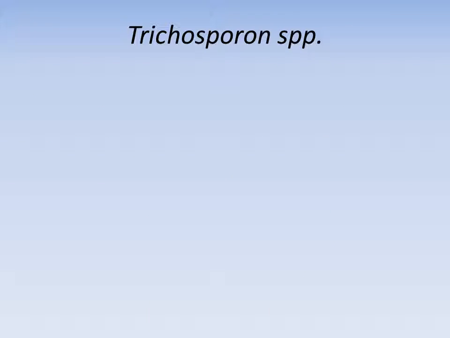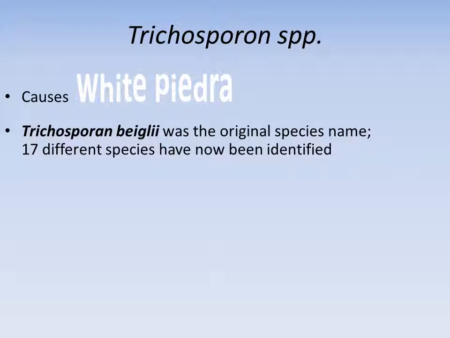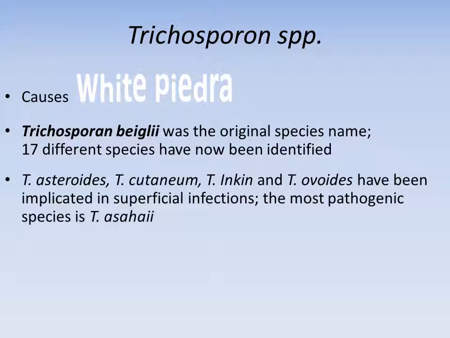We're going to leave black Piedra behind and talk for a moment about white Piedra. By the way, the word Piedra is Spanish for stone. And having looked at those pictures of black Piedra, you can see where the name stone is fairly accurate in describing this situation. Trichosporon beigelii was the original species name, and we tend to just refer to that species, although there have been 17 different species identified at this point.